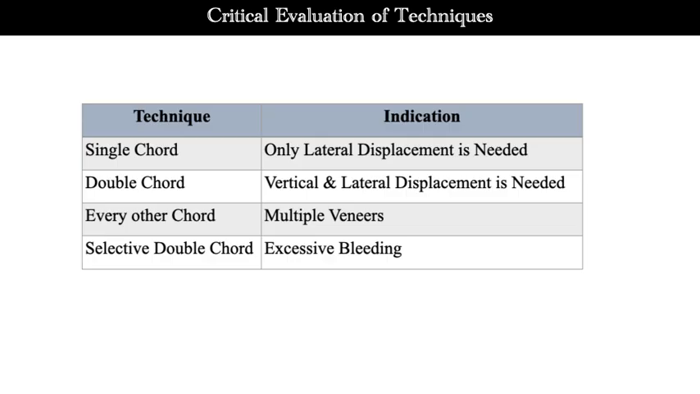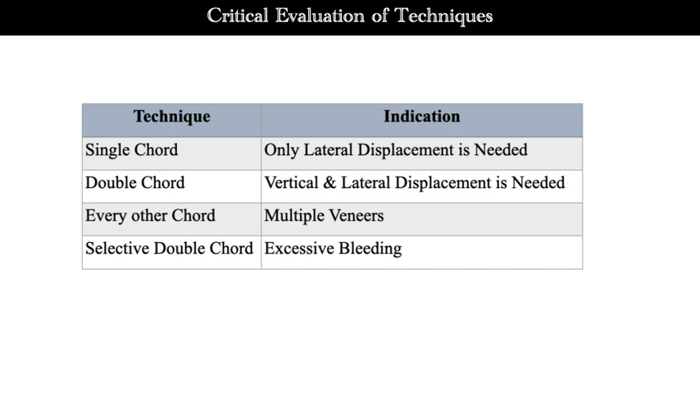Now, if the finished margins are at the supragingival level and/or at equigingival, then we can go ahead with the single cord technique, because we require only lateral displacement in this case. Whereas if you're extending the finished margin subgingivally, in that case we require vertical and lateral displacement. That's when the double cord technique comes into place.